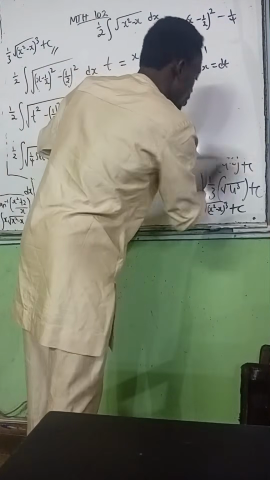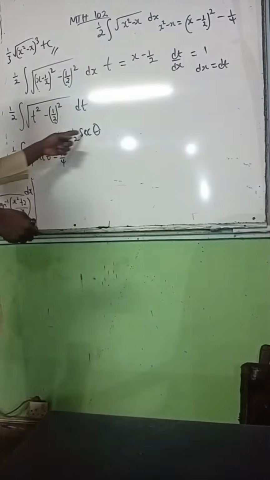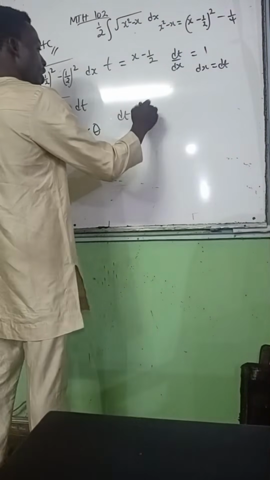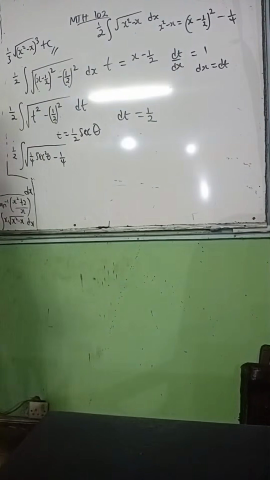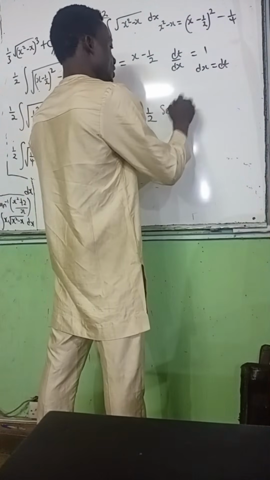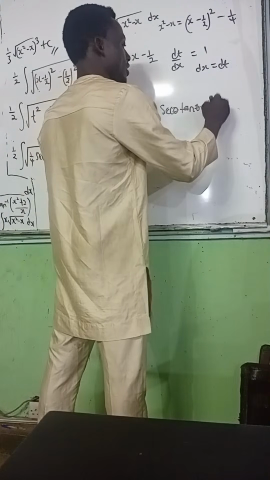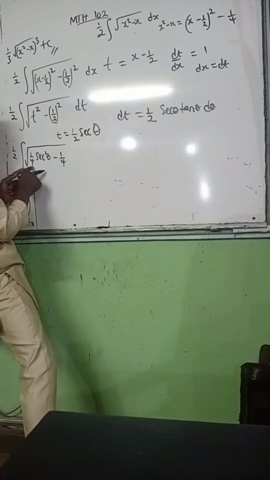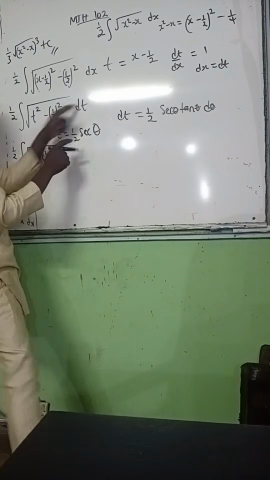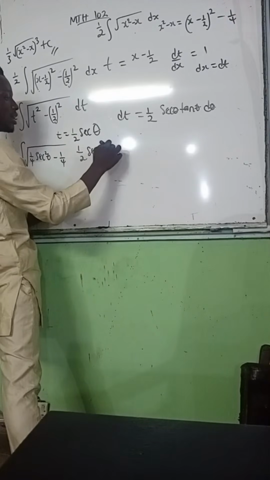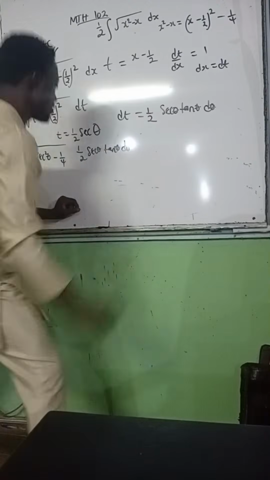To look for dt with respect to theta. So if t equals half of sec theta, dt will give us what? 1 over 2, and if you differentiate sec theta, what do you get? Sec theta tan theta. So you get sec theta tan theta d theta. Here, instead of dt, because we substituted all the t squared minus 1 over 4 squared dt, our dt now is what? 1 over 2 sec theta tan theta d theta.